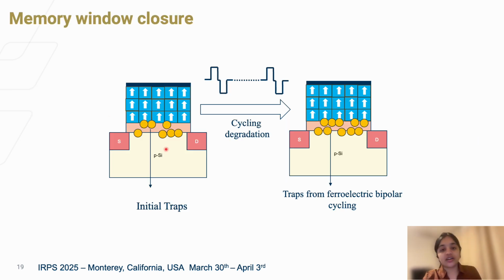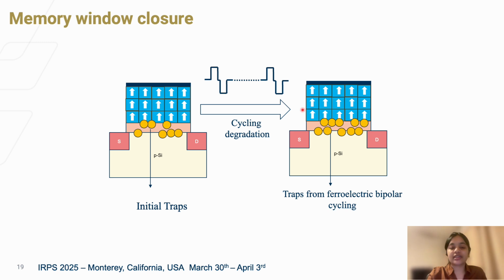So what's generally understood about memory window closure is that we have the ferroelectric layer with the ferroelectric dipoles, then we have the interfacial layer with a certain number of traps, and we have the substrate over here. Initially, in the as-fabricated state, we have a certain number of traps and a certain number of polarization. Most of this polarization is screened by the traps present over here, and we see only the remaining charges being reflected in the channel layer.